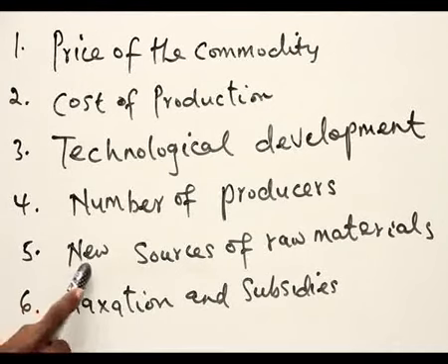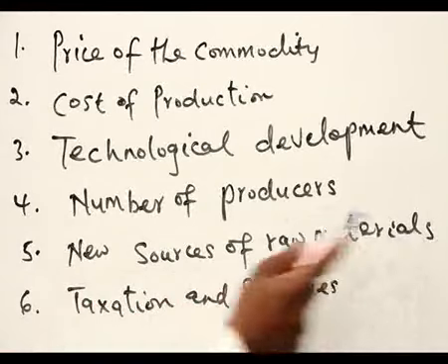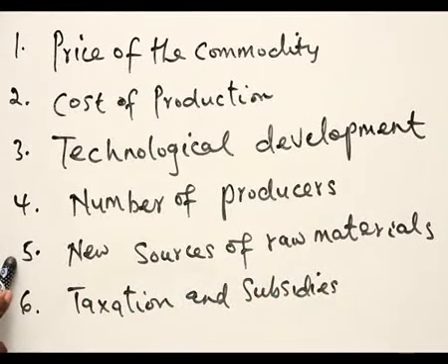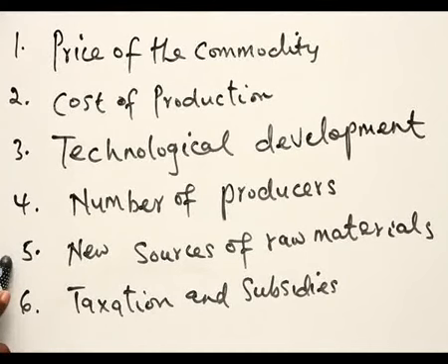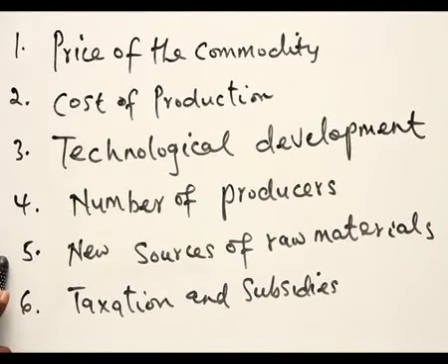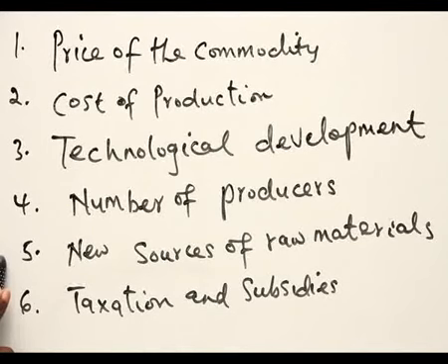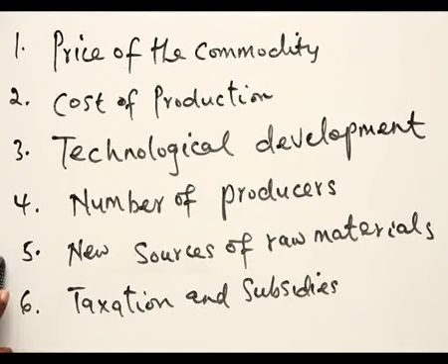Number five, new sources of raw material. If there is availability of new sources of raw material, there will be an increase in production that will lead to an increase in supply. But if there is no availability of new sources of raw material, then the existing one is what the firm will still be using. Supply might not increase. So new sources of raw material influence supply positively.